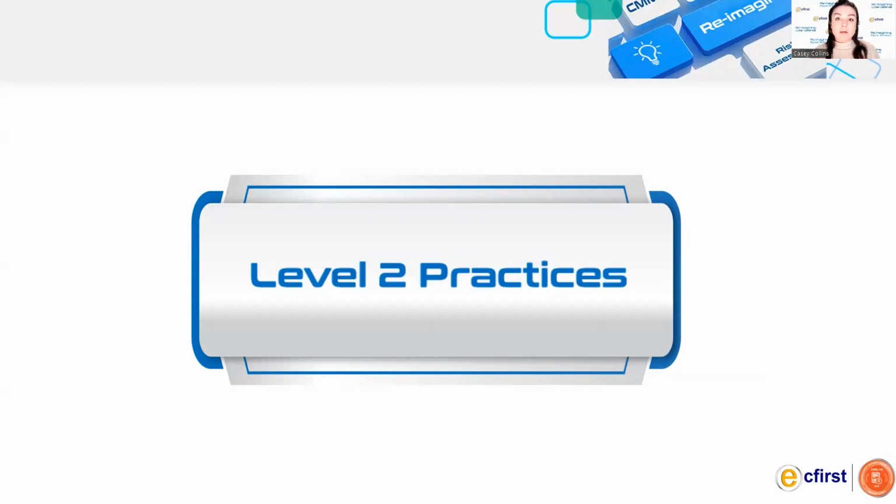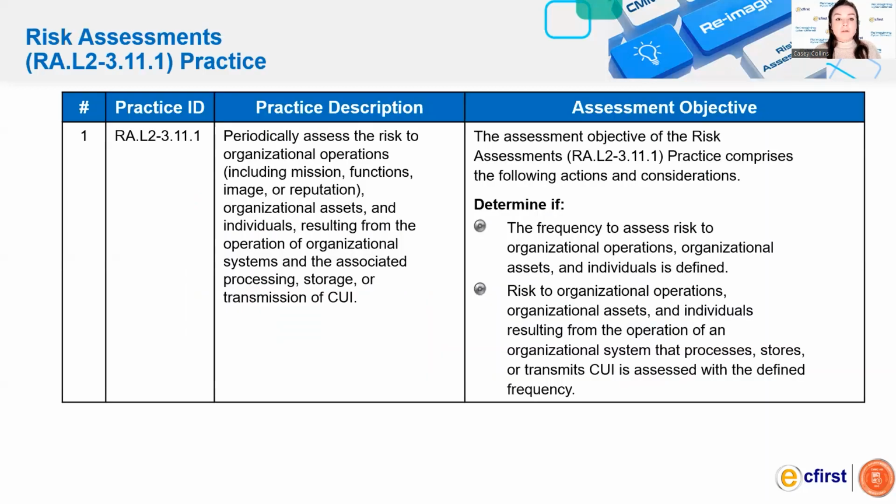So our 3 level 2 practices. First, of course, we have risk assessments. And our practice description: periodically assess the risk to organizational operations, including your mission, functions, image, reputation, organizational assets, and individuals, resulting from the operation of organizational systems and the associated processing, storage, or transmission of controlled unclassified information.